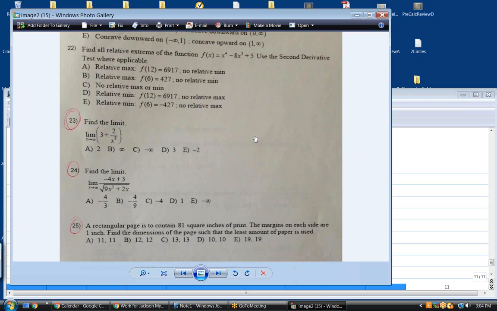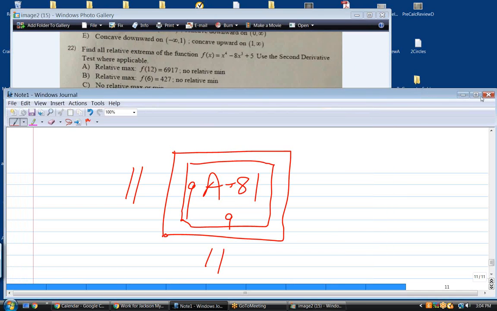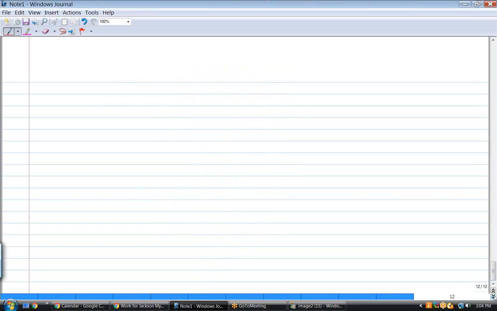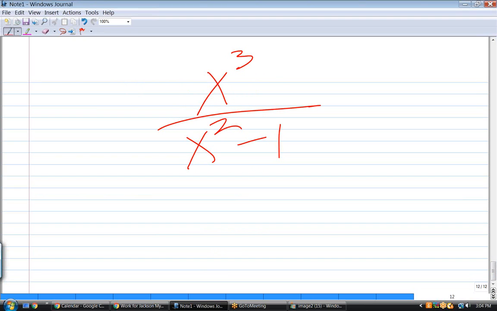I just had a question real quick. Sure. About the limits we were talking about earlier, that had to do with end behavior. So what if the coefficient on top is greater than or less than the one on the bottom? Or sorry, the exponent. Something like this.